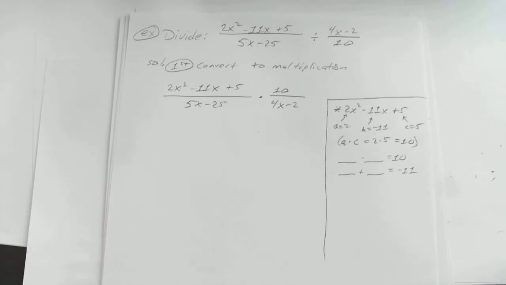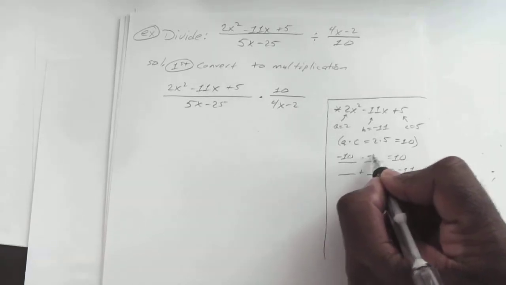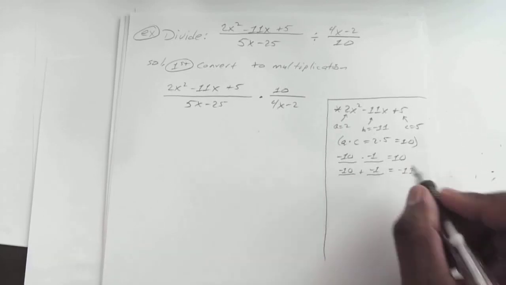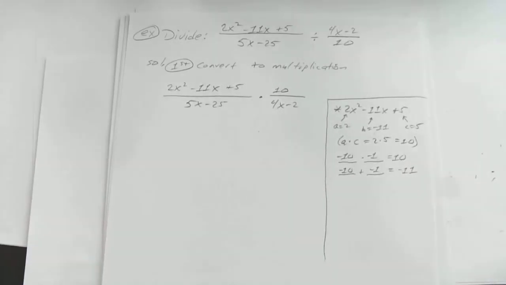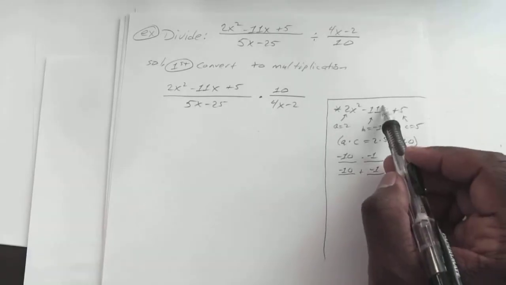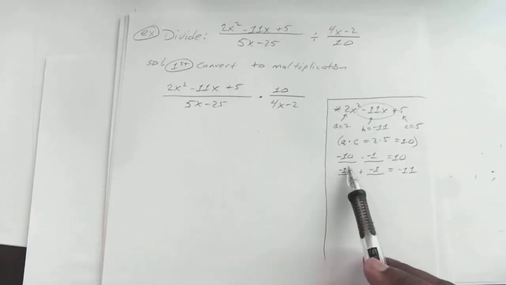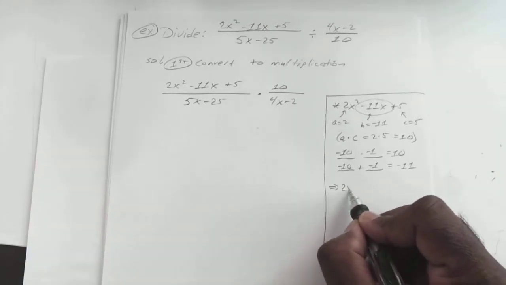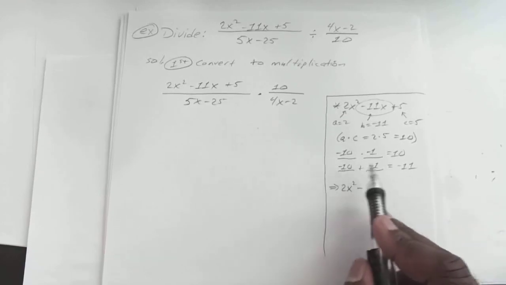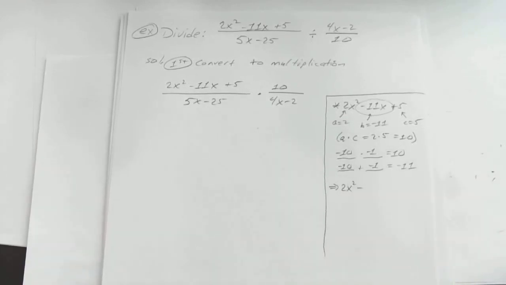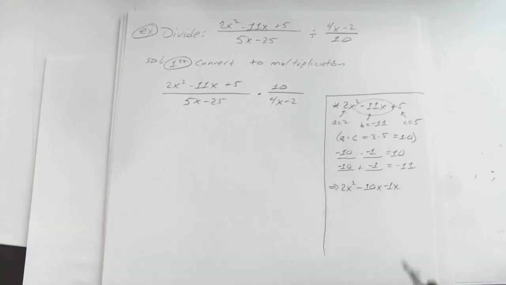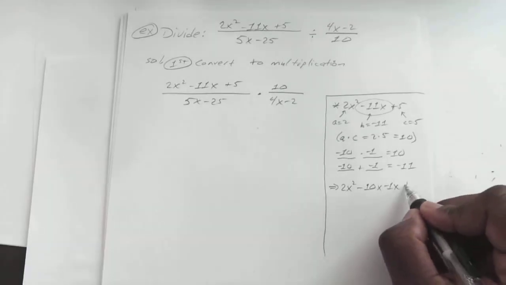So for this one, -10 and -1 looks like it works. So you have -10 times -1 is +10, and -10 plus -1 is -11. So it works. So we know with the a times c method, we replace that middle term with those two values. So that would give us 2x squared minus 10x minus 1x, or if you flipped it the other way, it would work too. Minus 10x minus 1x plus 5.